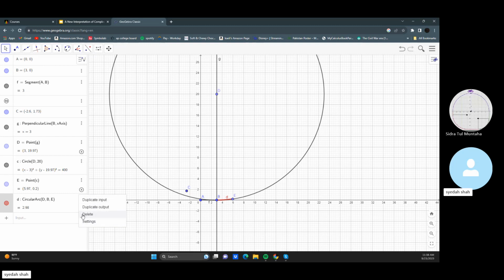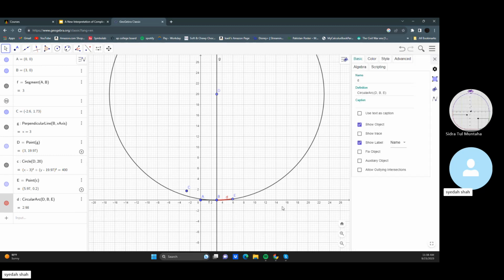Wait, what do you mean lock it? No, settings. Fix object. There is written fix object. Yes, okay, so you have fixed it, and you can do the same with the previous line segment as well, and with the point D, which is at the center or the radius of the circle.